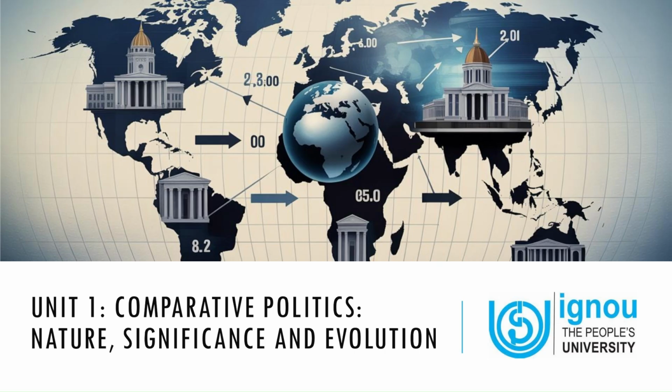Did you know that India has 28 states, each with its own way of doing politics? For example, Kerala focuses more on health and education, while Uttar Pradesh spends a lot on building roads and highways. So why do different governments make such different choices? That's where comparative politics comes in.